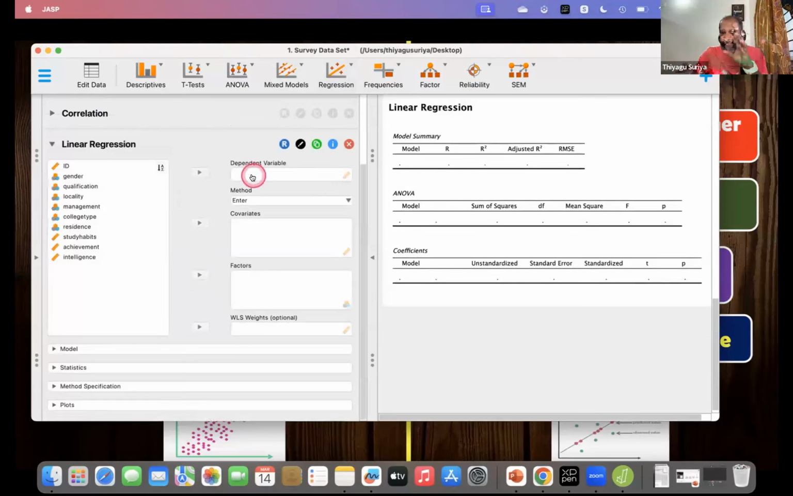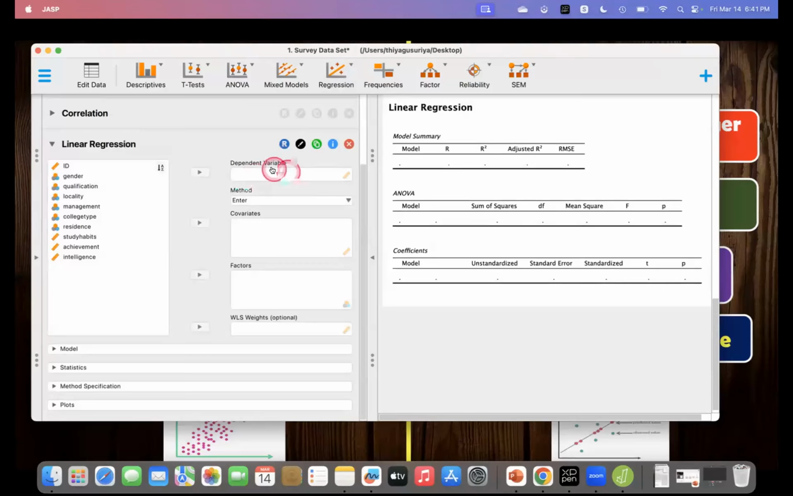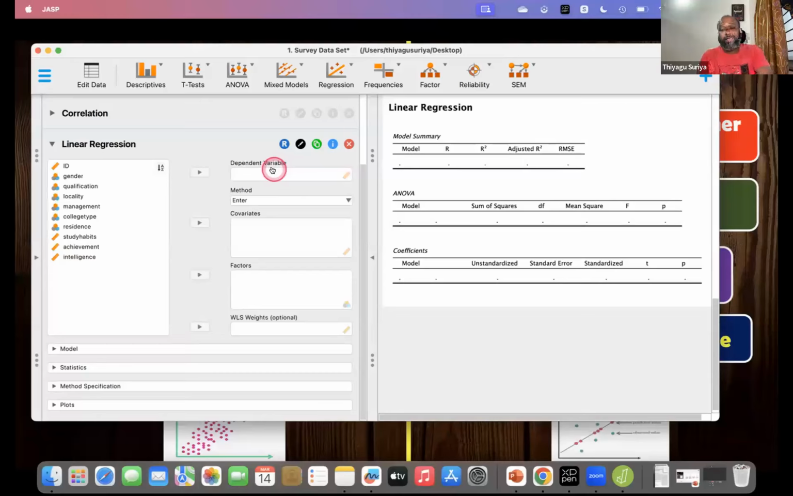And one more condition for doing regression: any idea how many dependent variables are possible in a regression analysis? One. Now you can see the heading: dependent variable. Some people ask me, sir, I have two dependent variables, can I do regression analysis? It's not possible. If you want to do this, do it separately: one dependent variable first, then the second time the other variable. You cannot do both dependent variables together in linear regression.